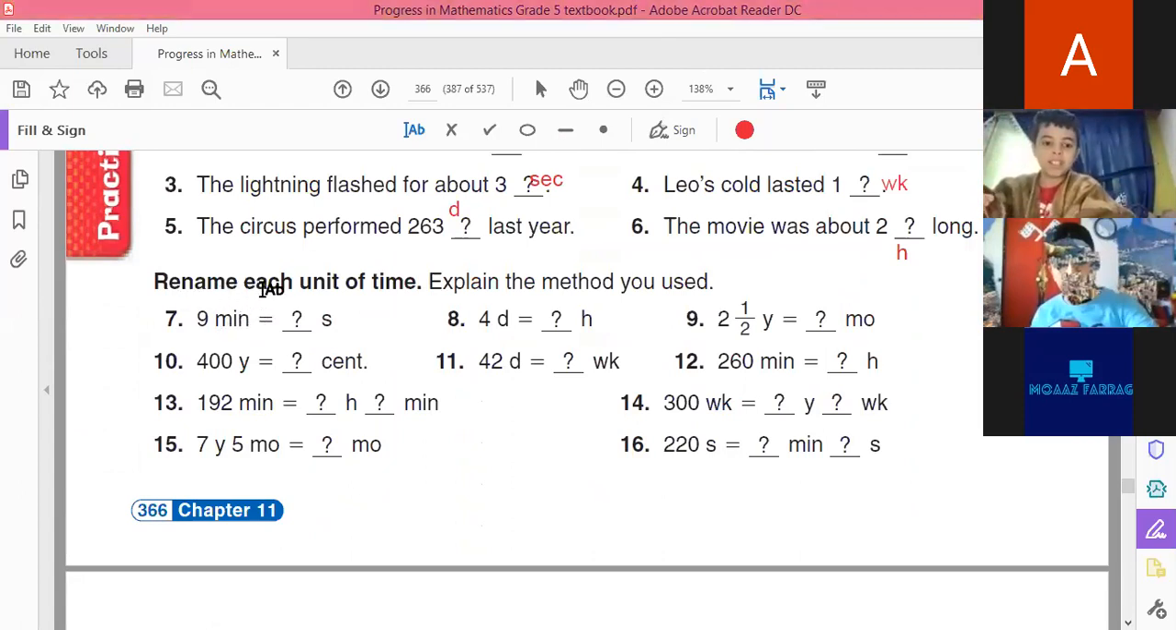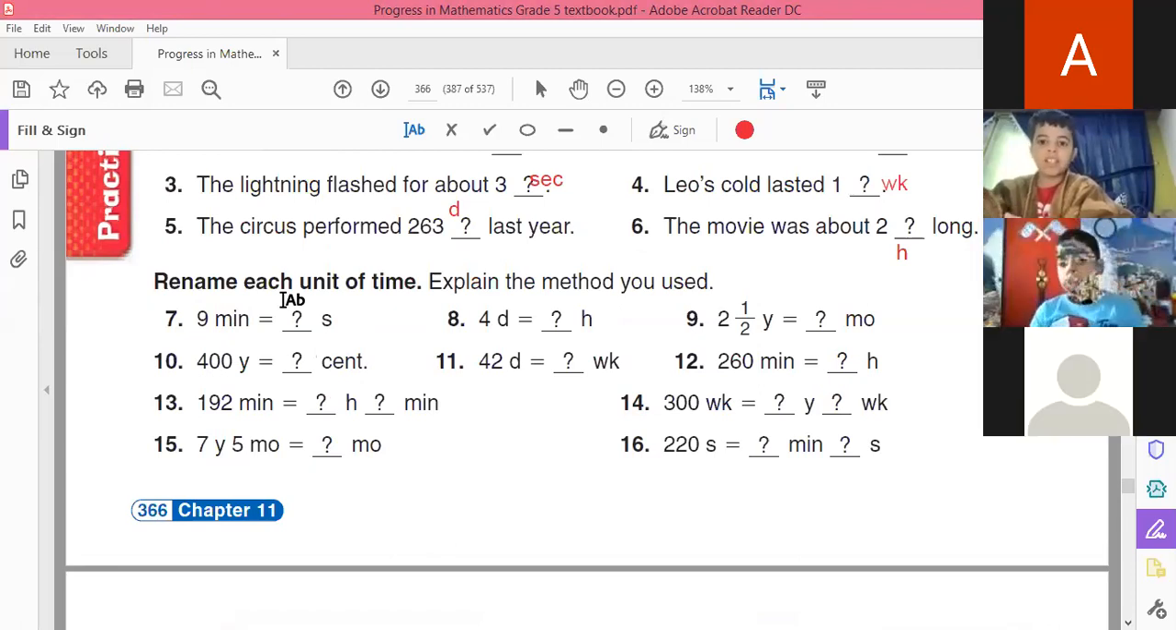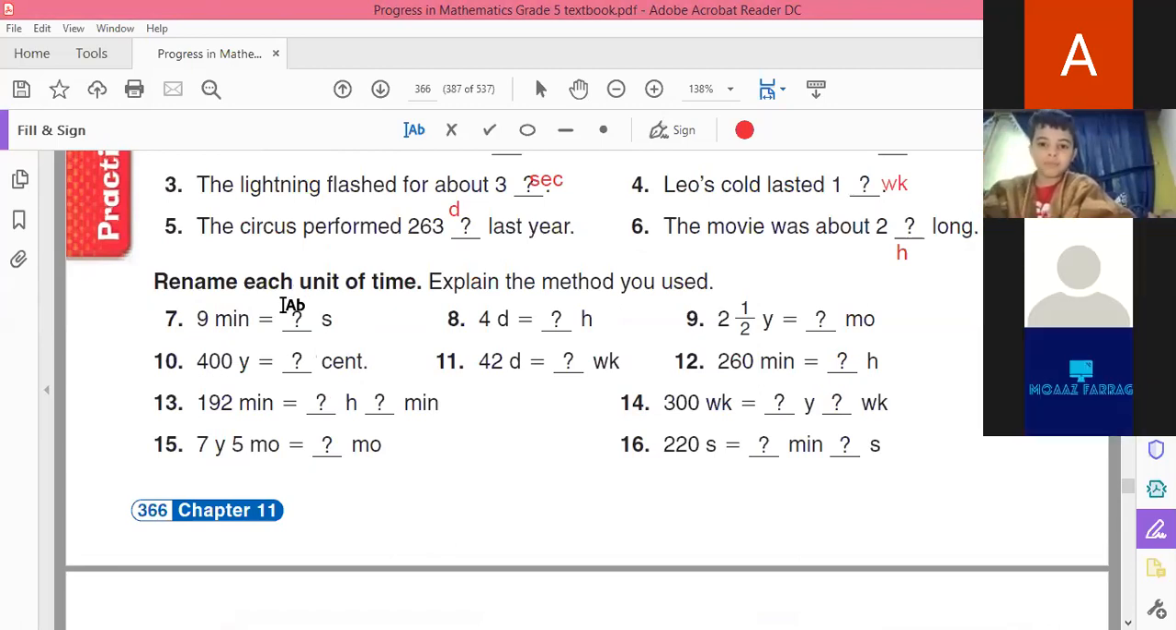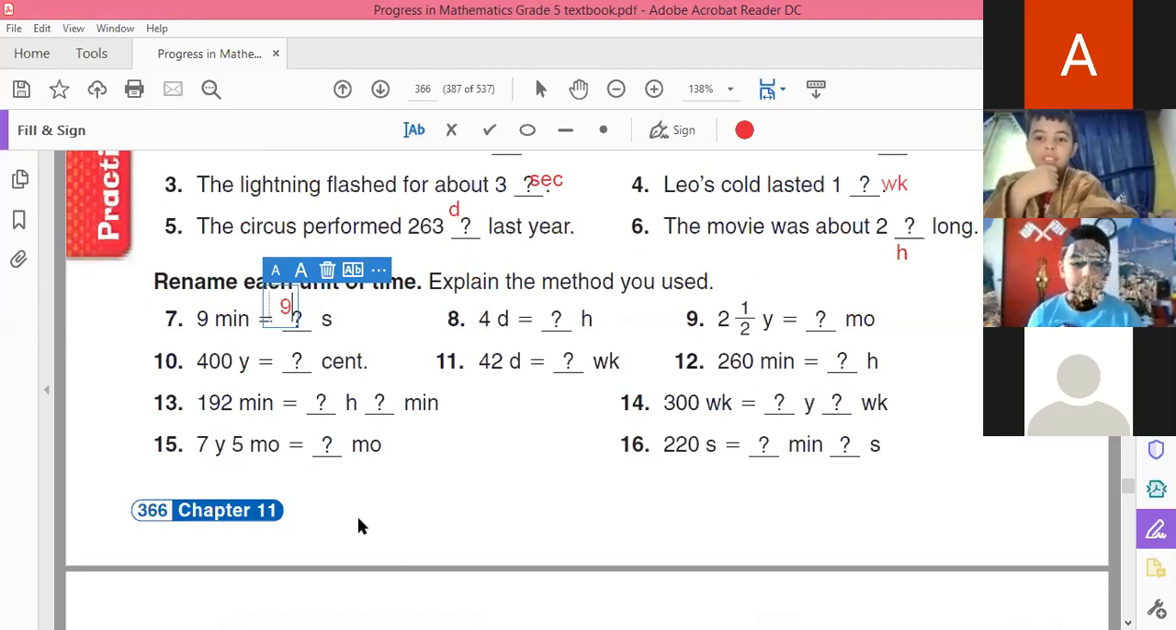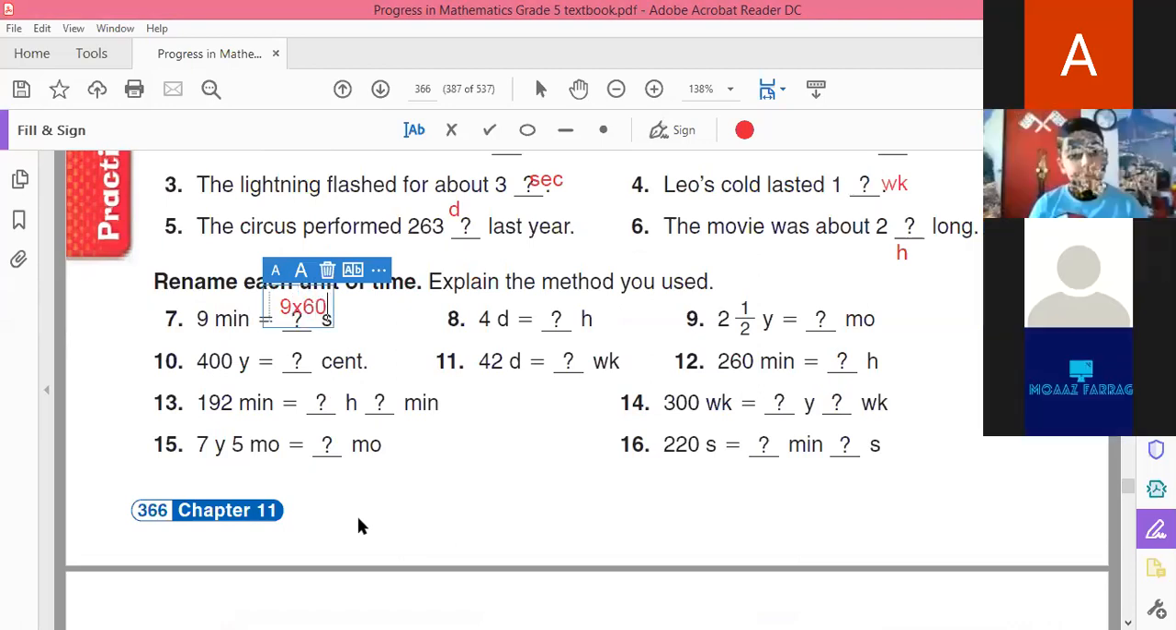Rename each unit of time. Explain the method you used. Look at there. 9 minutes. You will convert it into seconds. How can you convert? First check in 1 minute, 60 seconds. Then in 9 minutes, how many seconds? 9 times 60 is 540. Very good. 540 seconds.